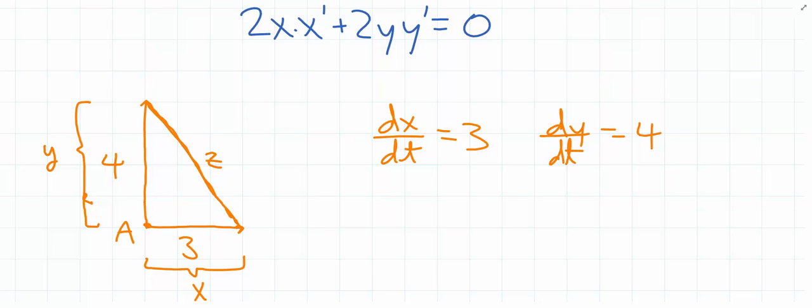So here's what we want to find. We want to find dz/dt. And let's find it after 1 hour. So let's find it for t equals 1, just for simplicity's sake. So we want to know, after they've been walking an hour, how fast is the distance between them changing?